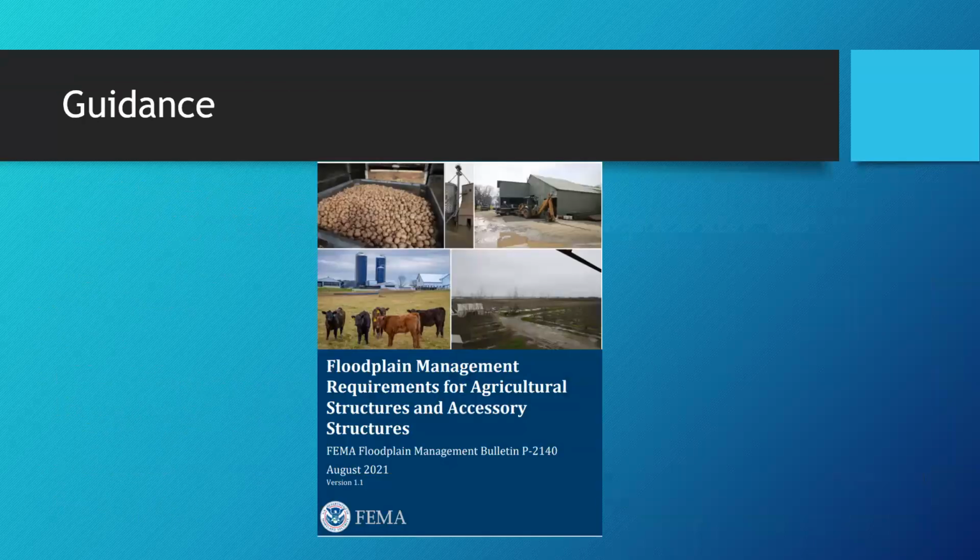And then this is the guidance on that, P20-2140. It's very detailed. There's lots of examples and model ordinance language and guidance on how to do a community-wide exception. It should be pointed out that some agricultural structures are high hazard and they should not be wet flood proofed.